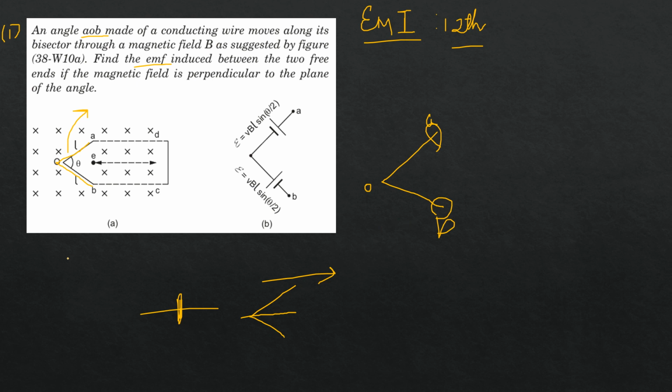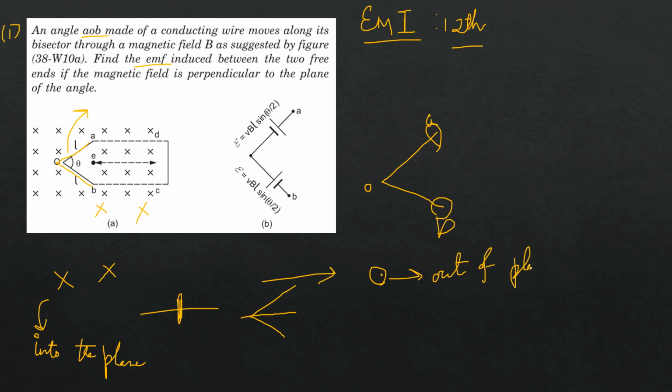So you can see in the picture itself the magnetic field is into the plane of paper, isn't it? When the sign is like this cross, it is what? Into the plane of paper. But when the sign is like a dot, the meaning is what? Dot means out of the plane of paper.